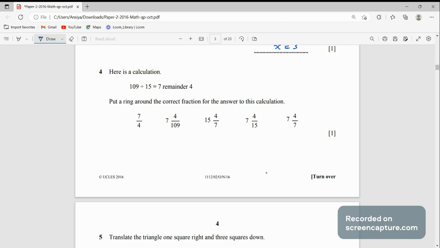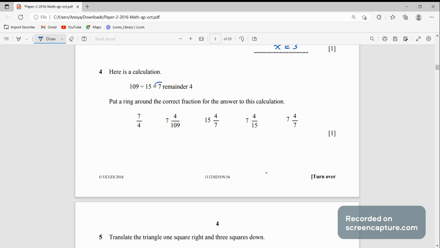109 divided by 15 is equal to 7 with the remainder 4. See, the division and the remainder, everything is given. Put a ring around the correct fraction for the answer to this calculation. For this, you should know how we make a mixed fraction.